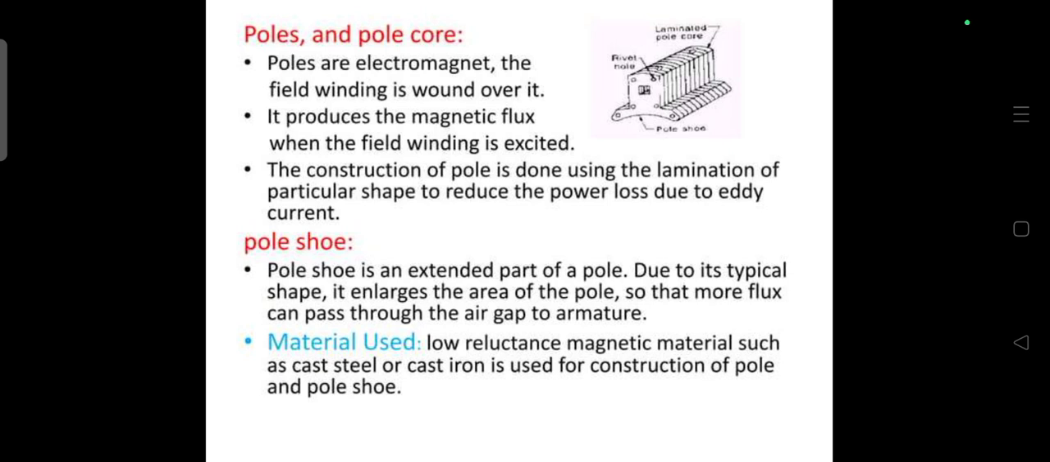The next main part is the pole shoe. It is an extended part of a pole. Due to its typical shape, it enlarges the area of the pole so that more flux can pass through the air gap to the armature. Then the pole core is made up of cast steel or cast iron.